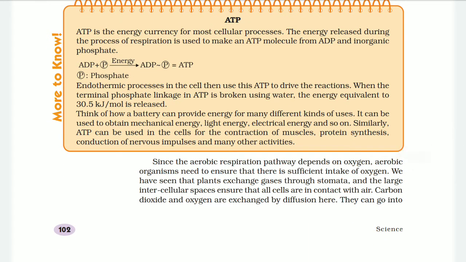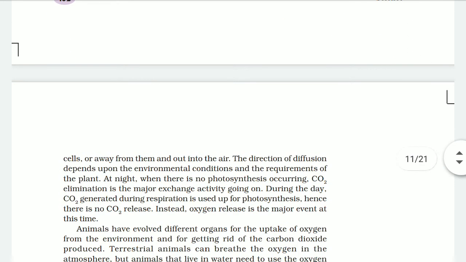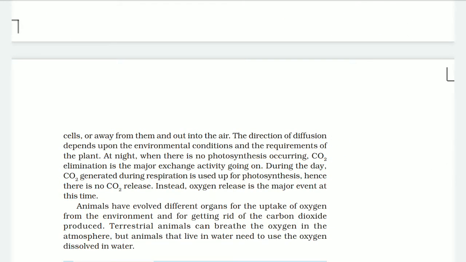Since the aerobic respiration pathway depends on oxygen, aerobic organisms need to ensure that there is a sufficient intake of oxygen. We have seen that plants exchange gases through stomata, and the large intercellular spaces ensure that all cells are in contact with air. Carbon dioxide and oxygen are exchanged by diffusion here. They go into cells or away from them and out into the air. The direction of diffusion depends upon the environmental condition and the requirements of the plant.